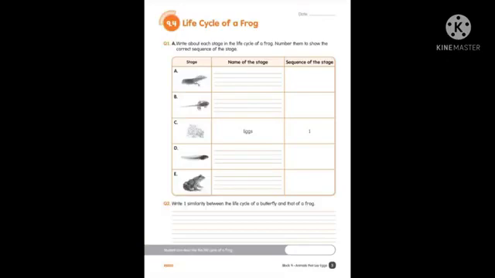Yes, children. Now you can open the content book. Lesson number 9.4, life cycle of a frog. Here you can see the first question. Write about each stage in the life cycle of a frog. Number them to show the correct sequence of the stages. See the pictures, and in the second column write the name of the stage, and in the third column write the sequence. One has been done for you here. Now you can see the second question. Write one similarity between the life cycle of a butterfly and a frog.